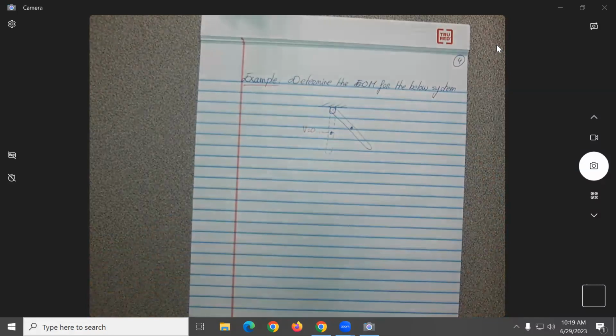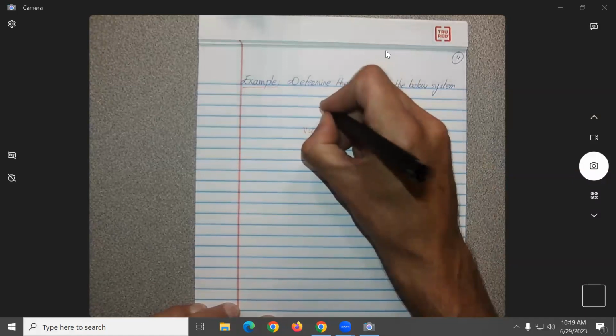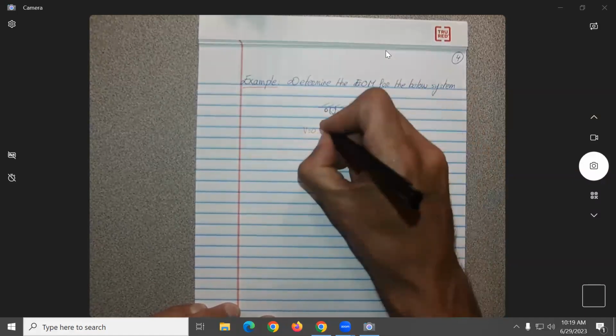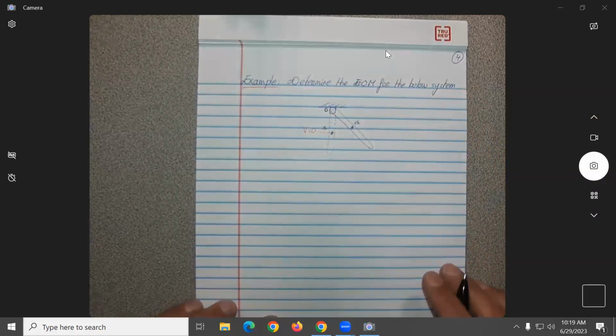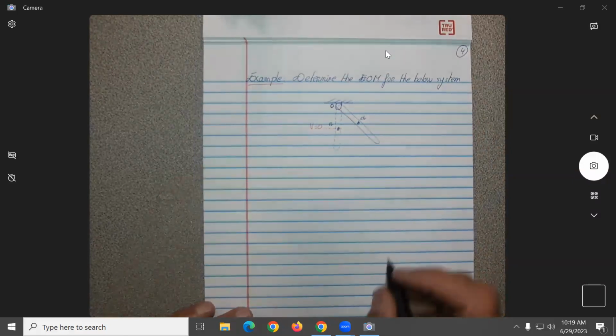Okay, can I remove this stuff? Yeah. Okay, and we call this point here O. This will be CG. So this is CG as well. Okay, so let's follow the same procedure that we did before.